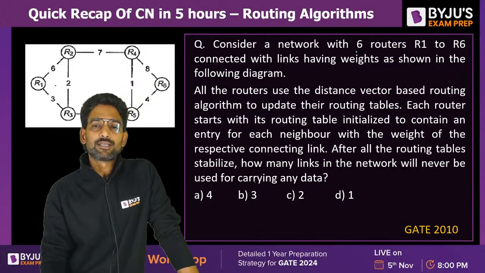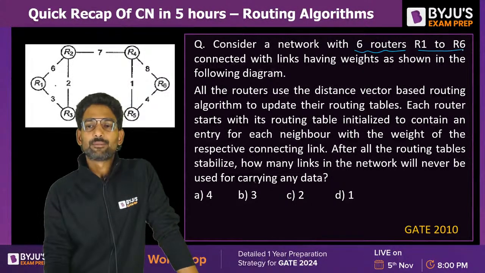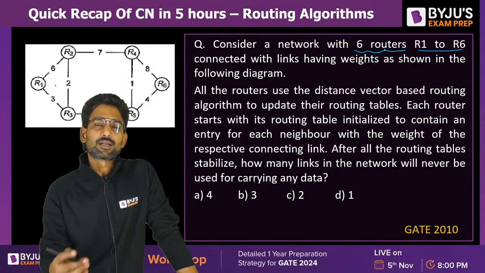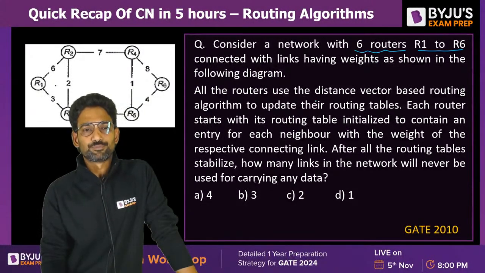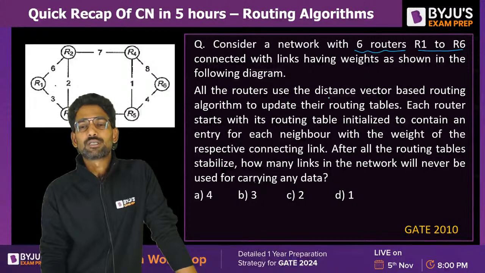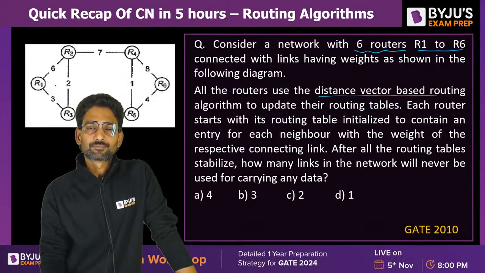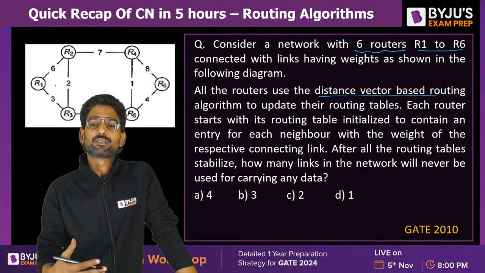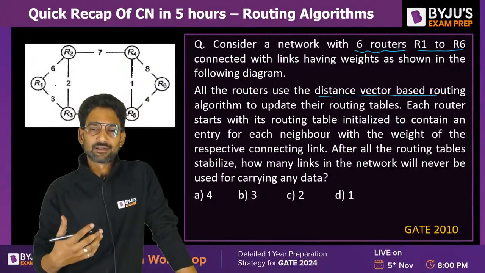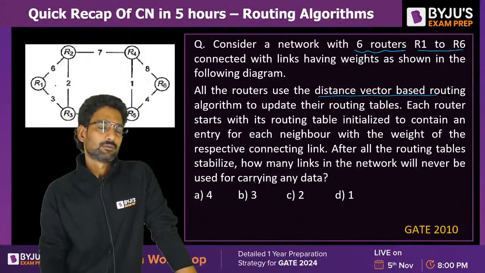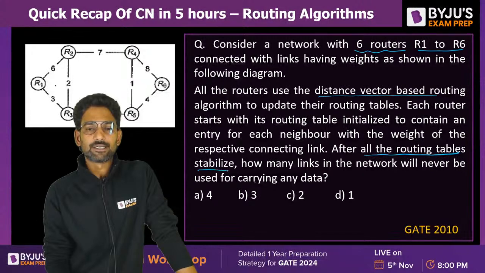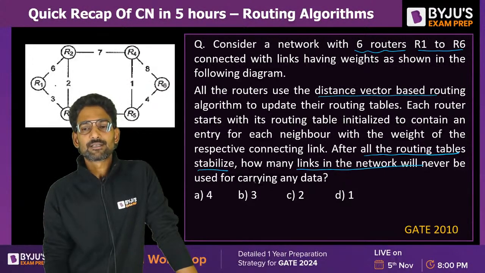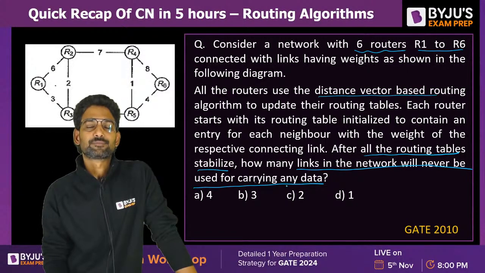Consider a network with 6 routers labeled R1 to R6 connected with links as shown. All the routers use the DVR algorithm to update their tables. Each router starts with a table initialized to contain an entry for each neighbor. What is the question? After all the routing tables stabilize, how many links will never be used for carrying any data?